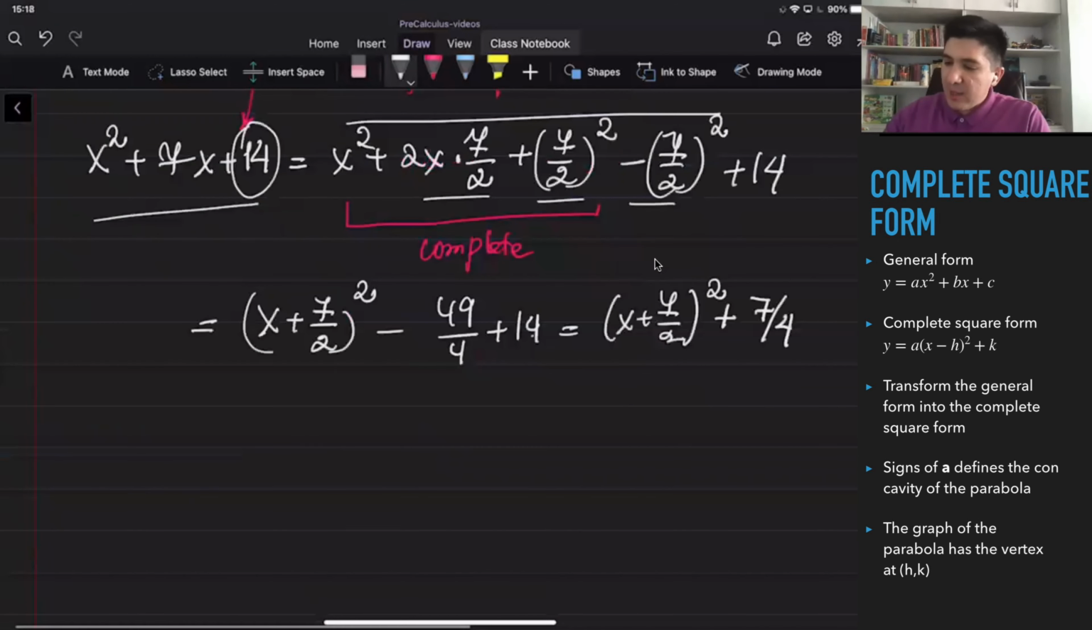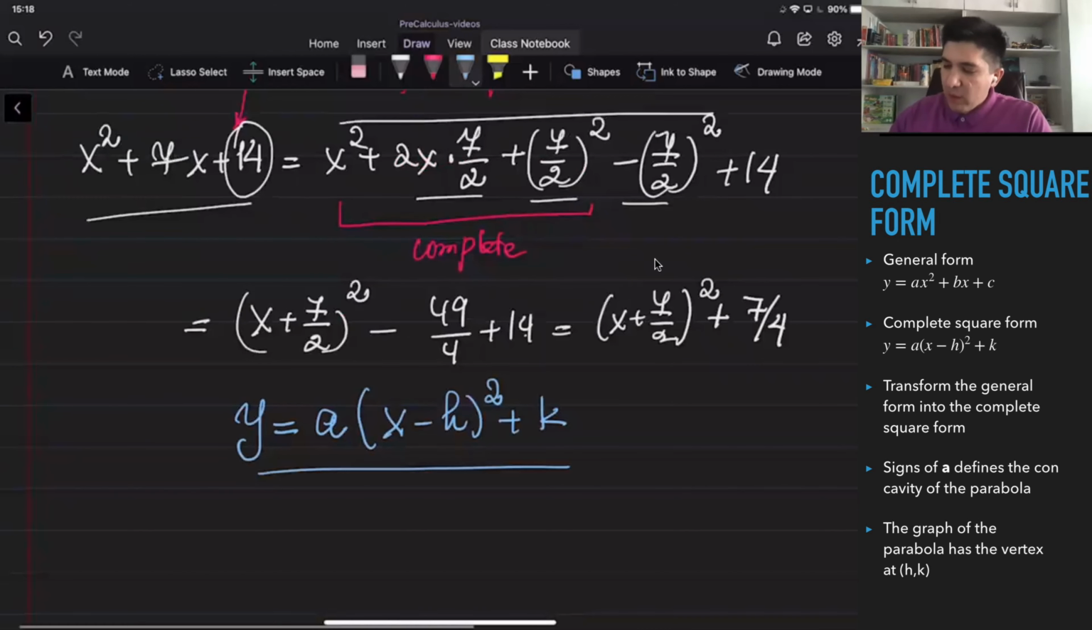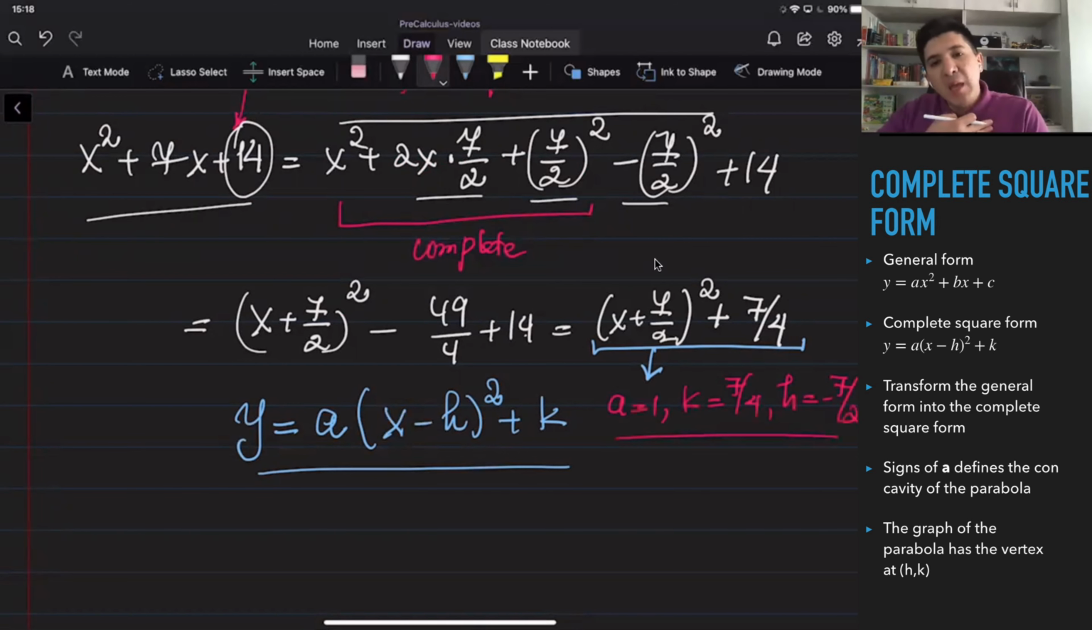So if you remember, we said that a quadratic function in the complete square form is going to be written as a times x minus h in the square plus k, right? So for this form, what are going to be the parameters for this parabola? So the a is equal to 1, k is equal to 7/4, and h is equal to minus 7/2. Okay, so we need to be able to bring a general quadratic function into this form always.